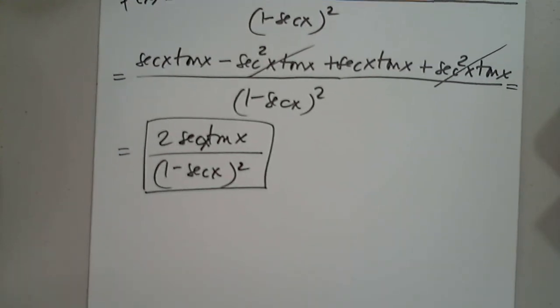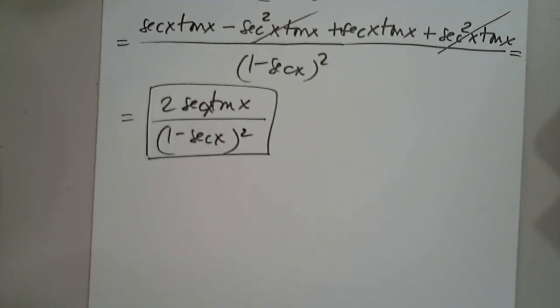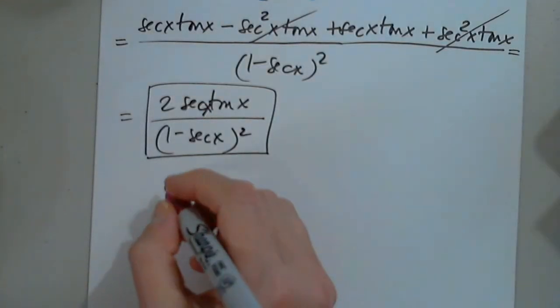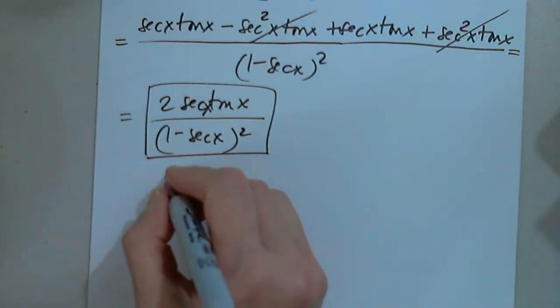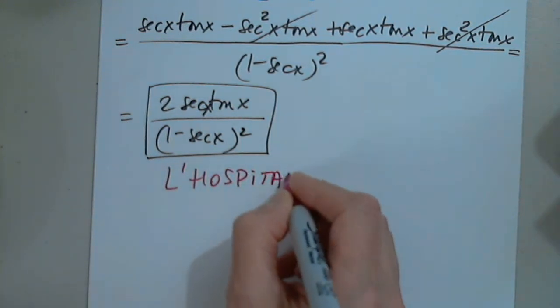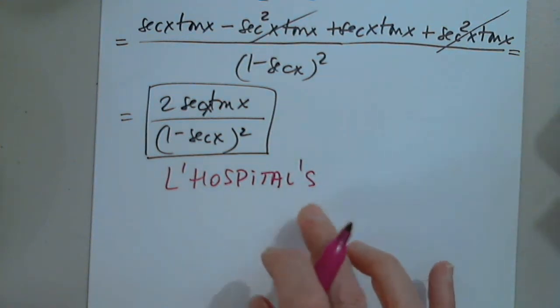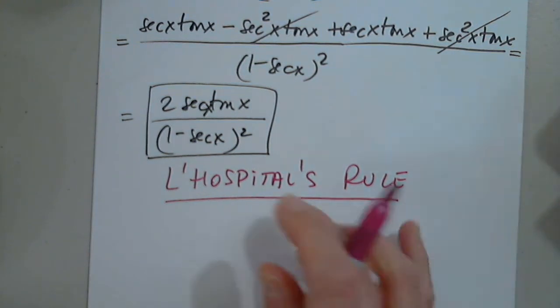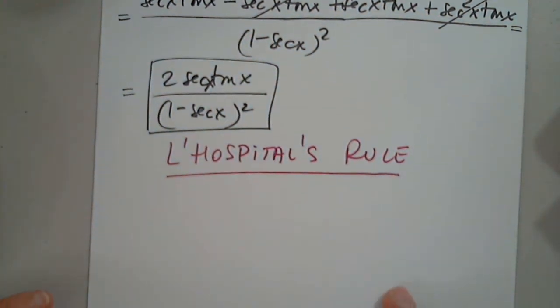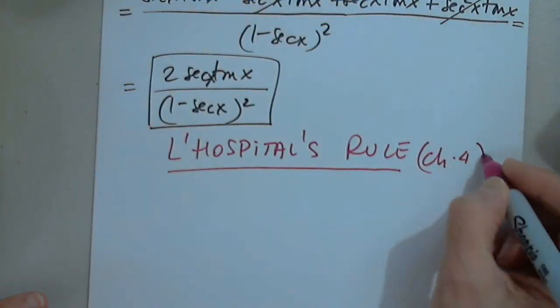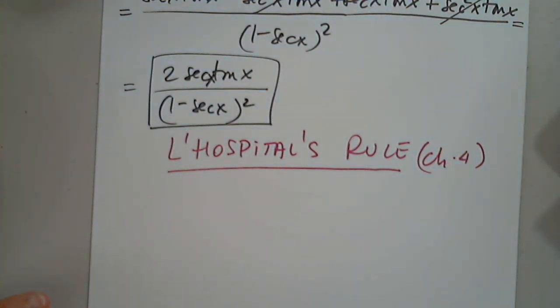Now, I would like to talk, because we have what we need, and I don't want to wait till chapter 4. I'd like to talk about a theorem, or a rule if you want. It's called L'Hopital's rule, because of what follows next. It will make our life much easier. This is in chapter 4, but it will make our life so much easier once we understand it.